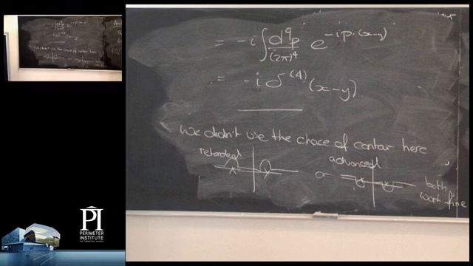And these are just as good Green's functions, okay? So there's names for these. This is called the retarded Green's function. And this is called the advanced Green's function.